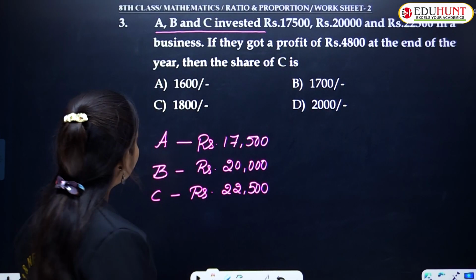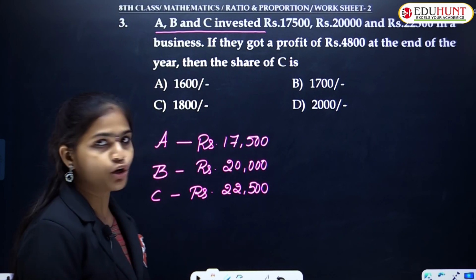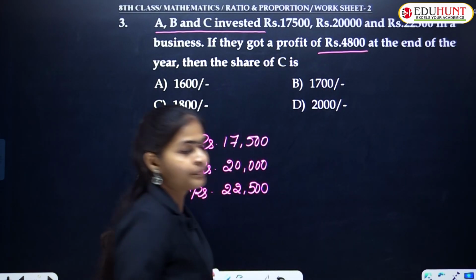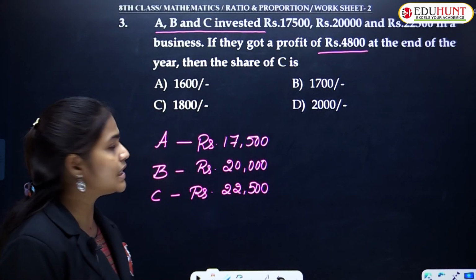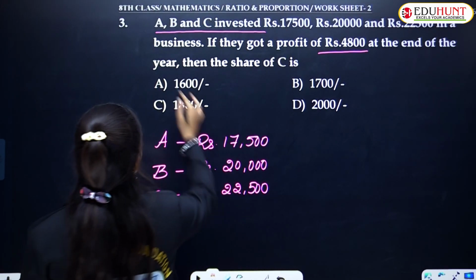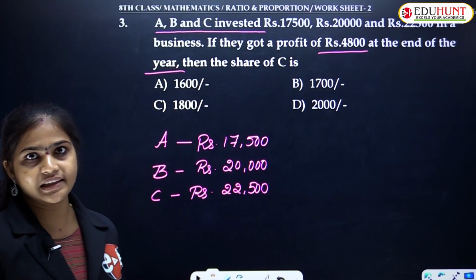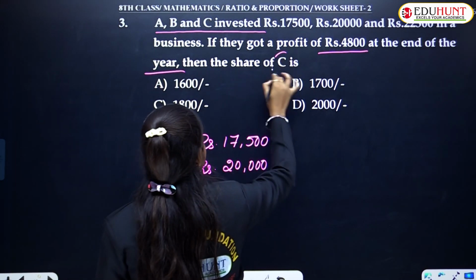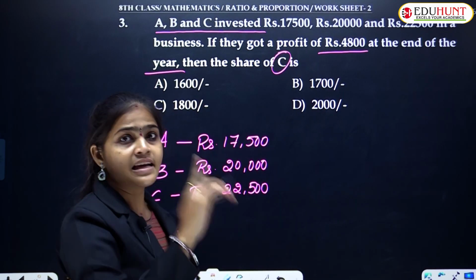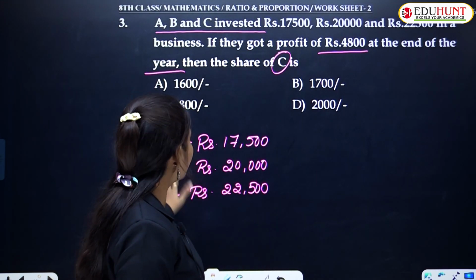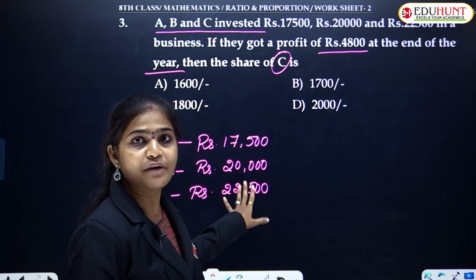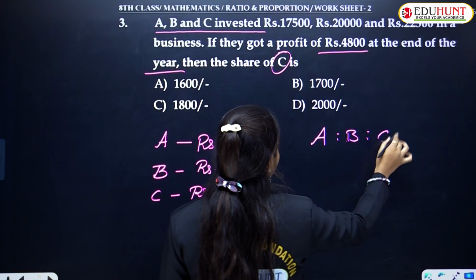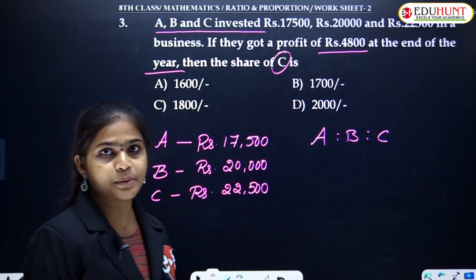Okay, in a business, if they got a profit of 4,800 rupees at the end of the year, then the share of C at the end of the year. So the person C's share is how much? Before going to find that, first we have to take the ratio of the investments of A is to B is to C, the ratio of investments kept by A, B, C.